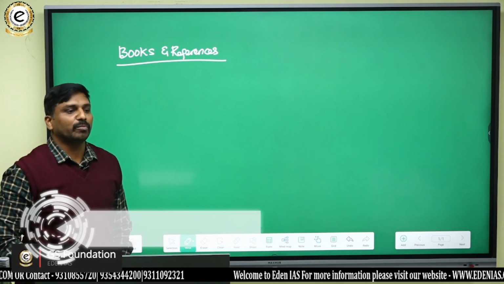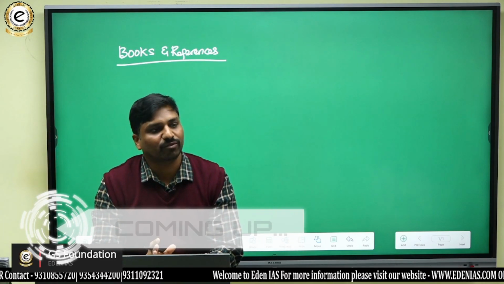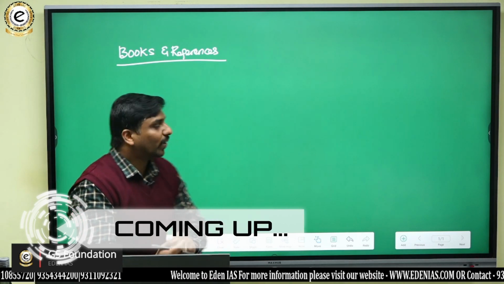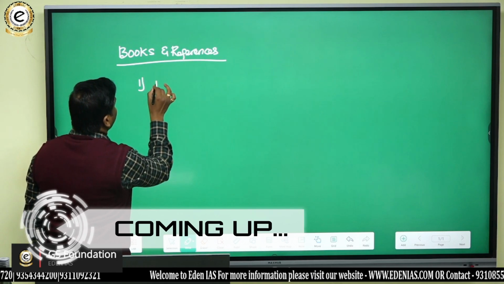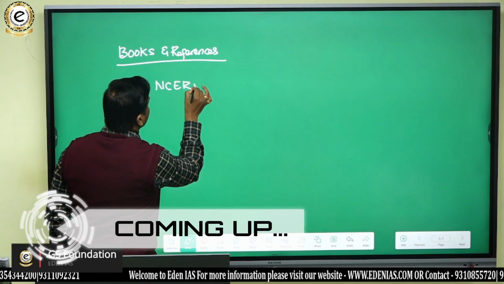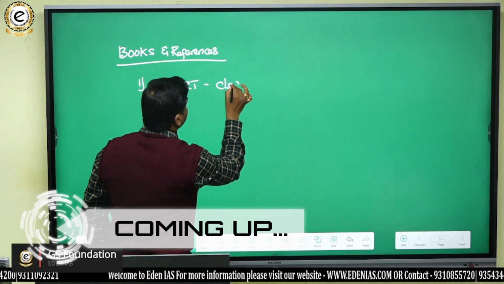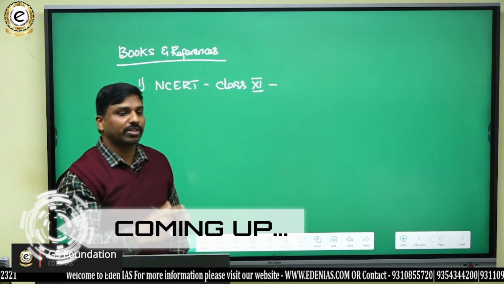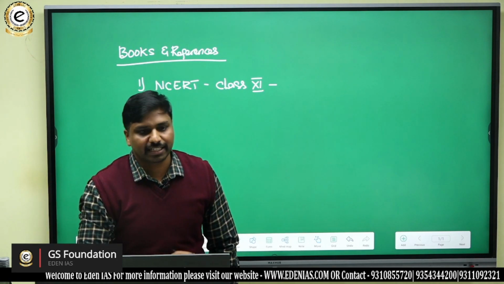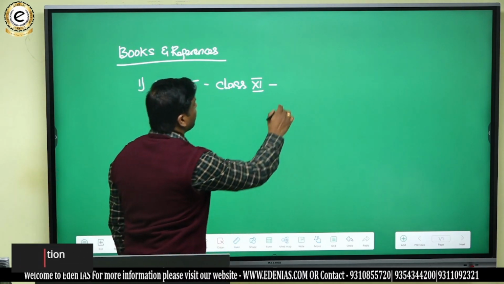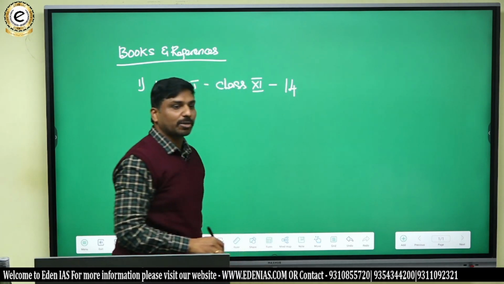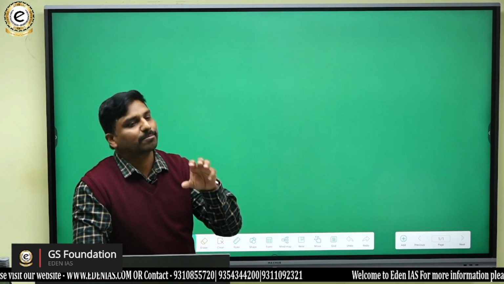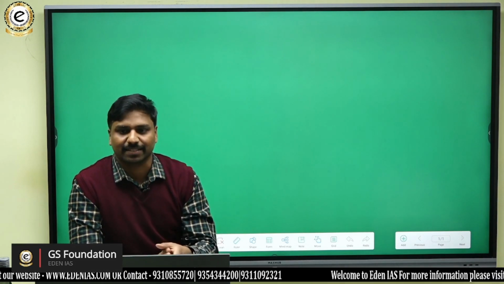If you need to just focus on basic concepts, we have to start with NCERT class 11th and 12th. So if you see the first one, NCERT class 11th, we have one chapter called environmental chemistry. It is chapter 14 from the chemistry book.